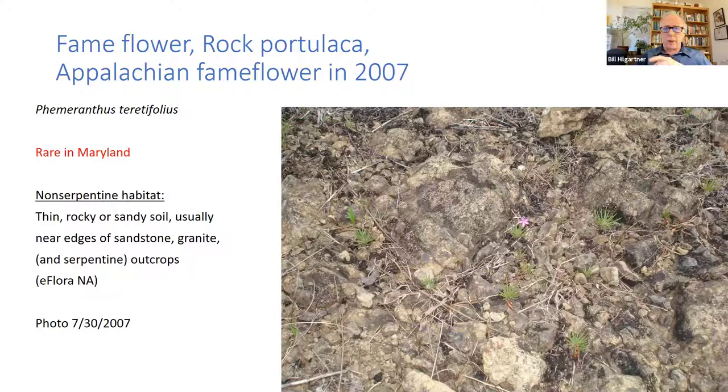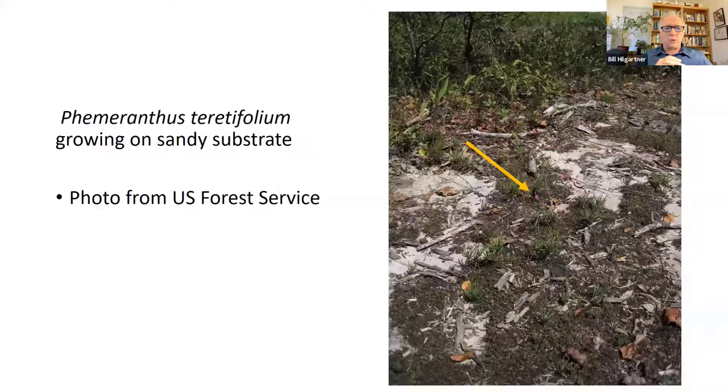It's found here, Soldier's Delight, and evidently at one granite outcrop in another part of Maryland that I understand. I haven't seen that one yet. But as you move further south, down towards Georgia, that's where it seems to be the most common. It grows on thin, rocky, or sandy soil, usually near the edges of sandstone, granite, and of course, serpentine outcrops. Here's a picture that I've borrowed from the U.S. Forest Service showing it growing on sandy substrate, nothing to do with serpentine here.